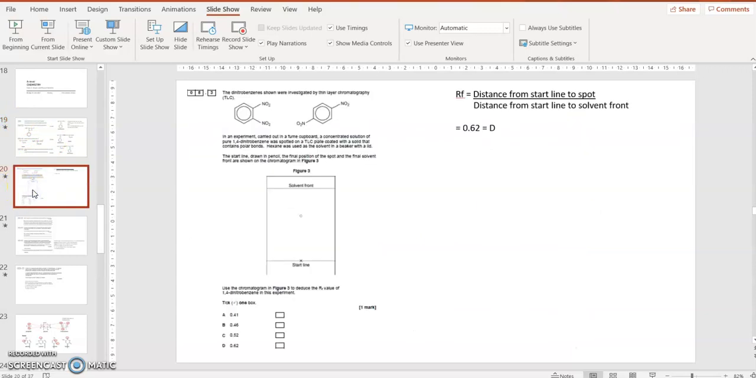Okay, we've gone over this a little bit before, so how do we measure that? So you take the distance from the start line up to the middle of the spot, and you divide by the distance from the start line up to the top of the solvent front, and in this case it equals 0.62, which is D. So you're just measuring that with a ruler.